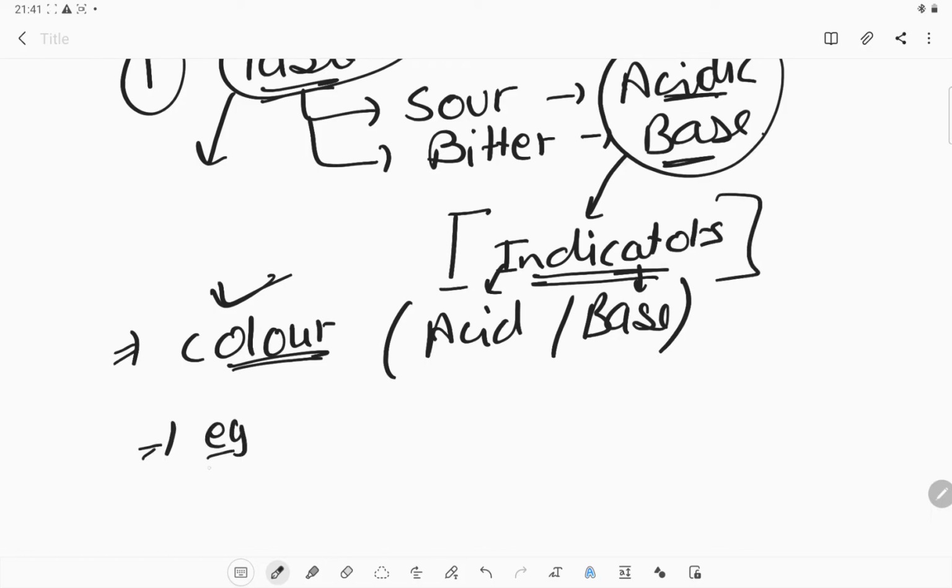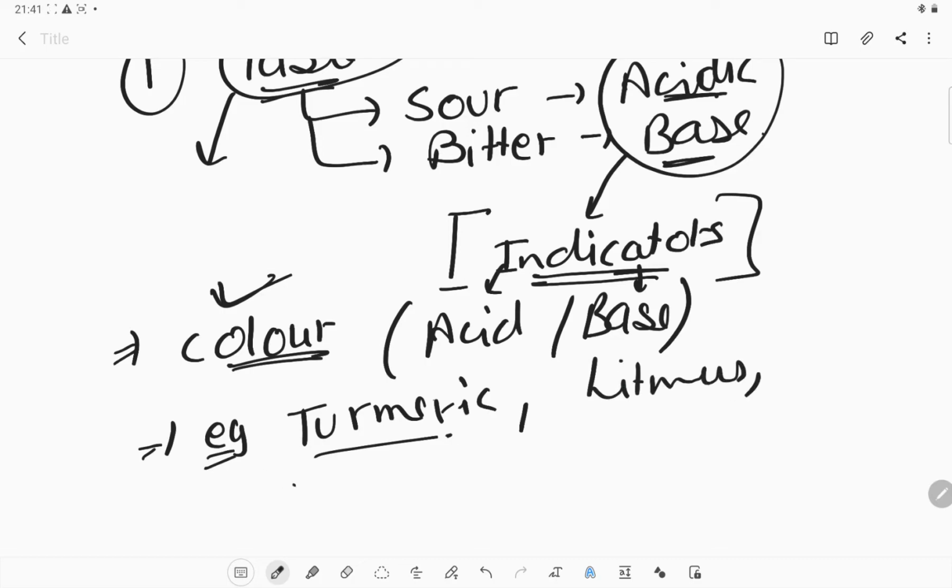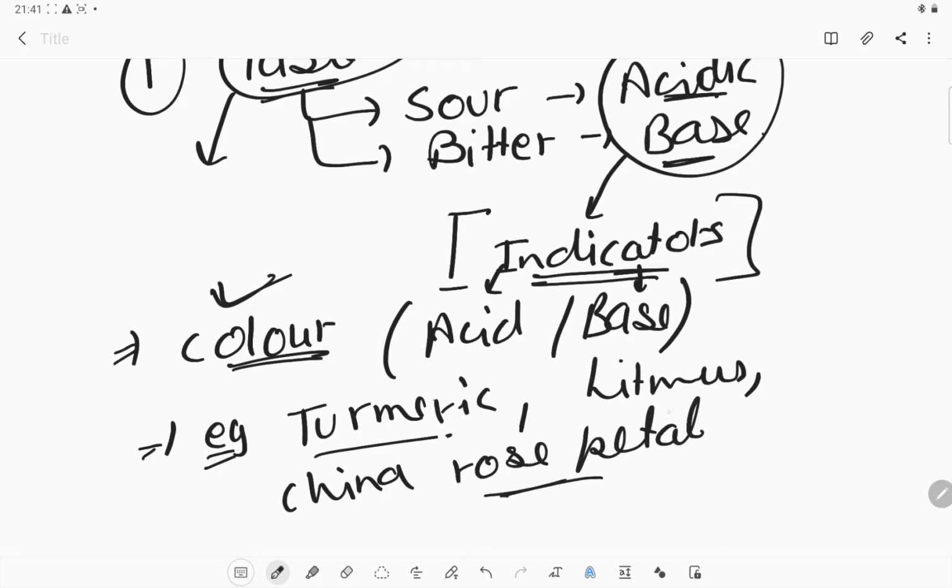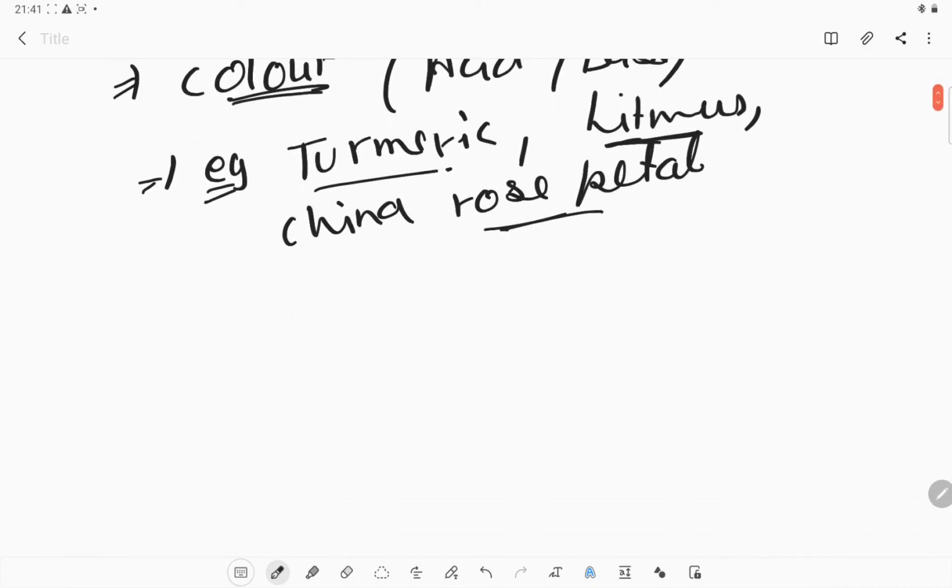So what are the examples? If we talk about natural indicators, turmeric is a natural indicator, as well as litmus. What else? China rose petals. They all are natural indicators which are present in our nature, okay.